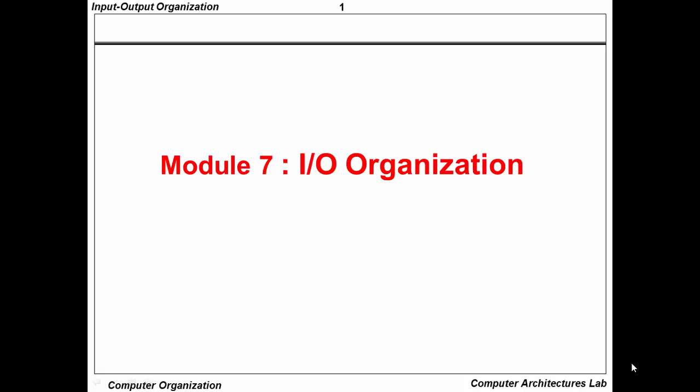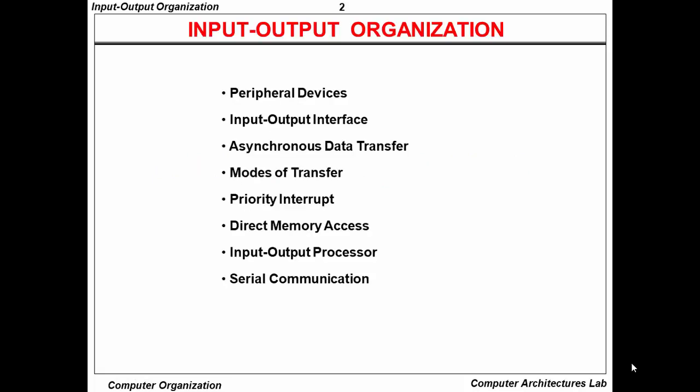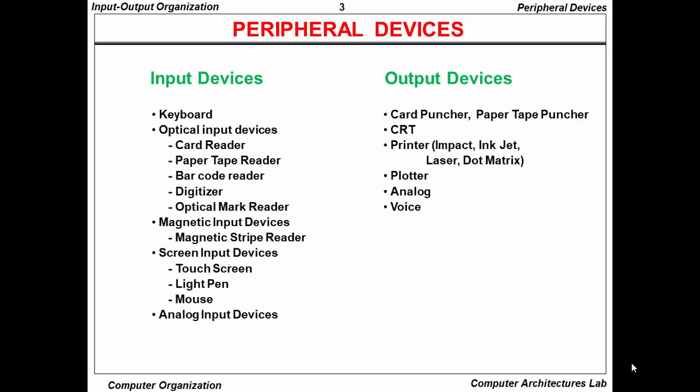Hello students, in this video I am going to discuss IO organization. That is a new module. This was the outline of this module. We are going to see what the different peripheral devices are. Then there is the concept of input output interface, asynchronous data transfer, modes of transfer, the priority interrupt, then DMA, direct memory access, IO processor and serial communication.